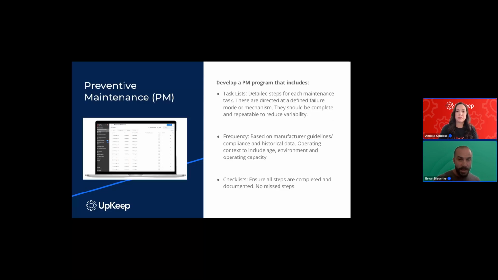Your preventive maintenance plan. Huge, right? It's what are we doing on a schedule basis? How are we defining it? Why do we do the work that we schedule? There's a reason behind these things, and how do we get ahead of it, right? So we want to have task lists within our PM procedures. Task lists are detailed steps for each maintenance task. These are directed, or should be directed, at a defined failure mode or mechanism. They should be complete and repeatable to reduce variability.